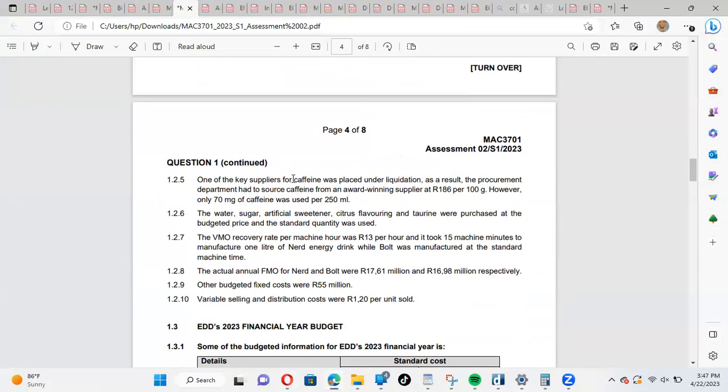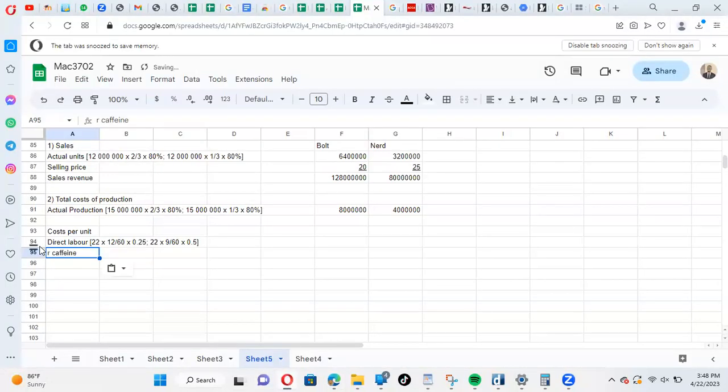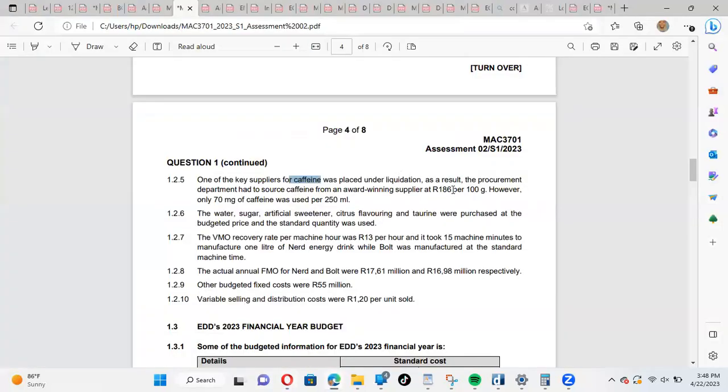And then the key supplier of caffeine was placed under liquidation. As a result, the requirement was an award-winning supply of 186 per 100 grams. However, 70 grams of caffeine was used for every 250. So it's still the same story, another calculation of caffeine. Because we're not cramming, we can pretty much repeat the same methodology here. We are saying it's 186 per every 100 grams, but we are using 70. So 186 times 70 divided by 100.